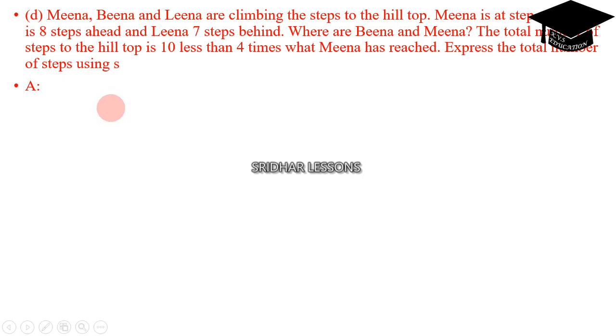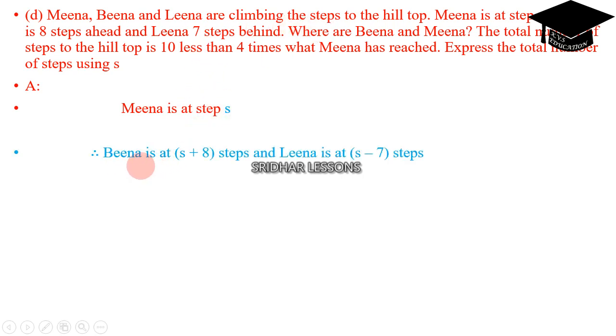There is no confusion. We will solve one by one. Don't worry. Meena is at step S. It was given. Therefore, Beena is at S plus 8 steps, because Meena is at step S. This is the statement: Beena is 8 steps ahead. That means 8 plus S or S plus 8. And Leena is 7 steps behind. That means S minus 7 steps. Leena is at S minus 7 steps.